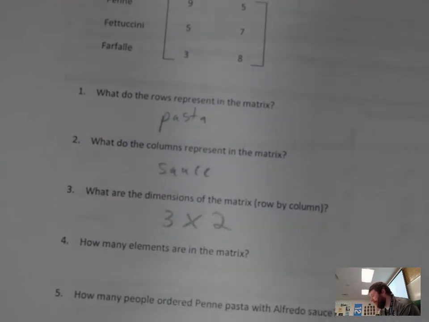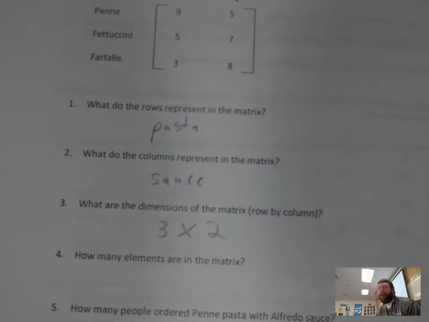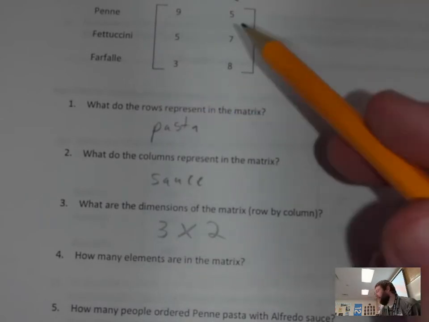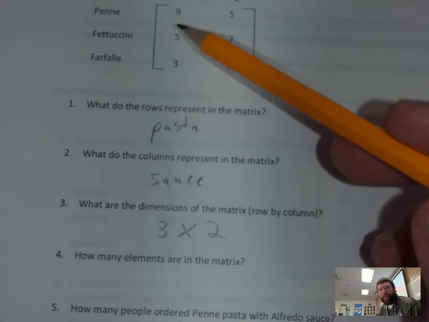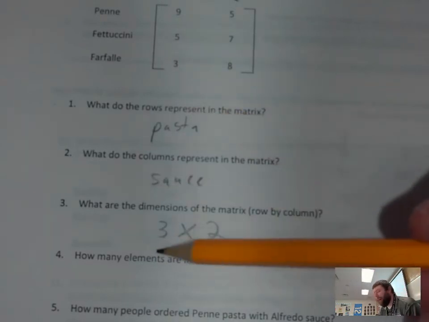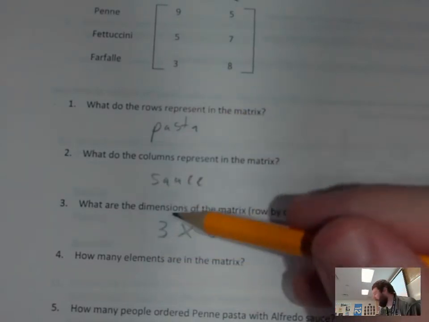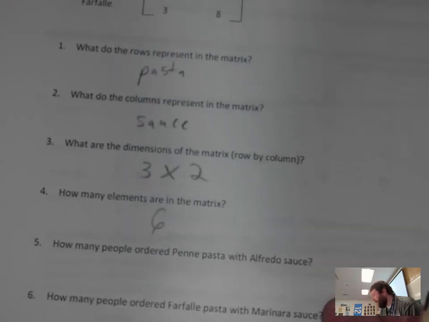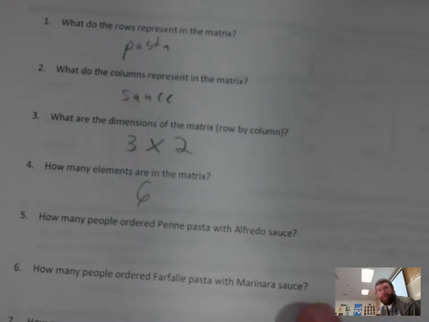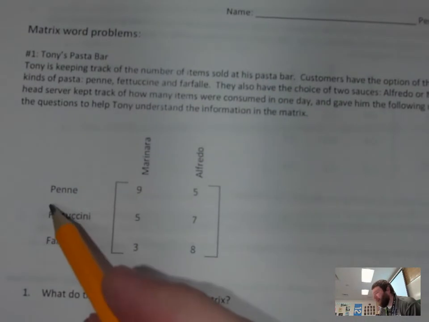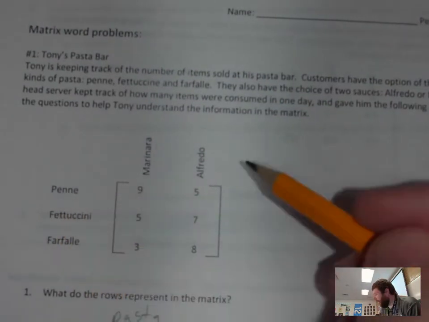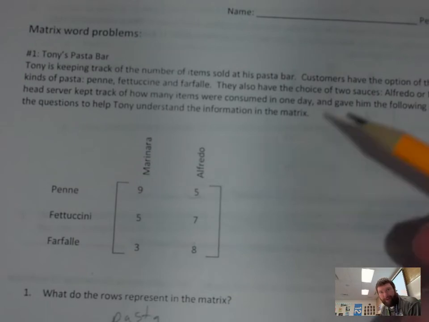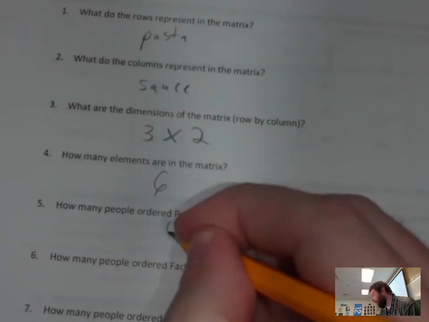How many elements are in the matrix? Elements are the individual numbers in the matrix, and you can count. There are 6 numbers there, right? Or another way to figure out the elements really easily is to just take the dimensions and multiply them. 3 times 2 is 6. So there are 6 elements there, right? Okay. How many people ordered penne pasta with Alfredo sauce? If we look at that, penne is the first row, Alfredo is the second column, so that would be 5. So it'd just be 5 people.